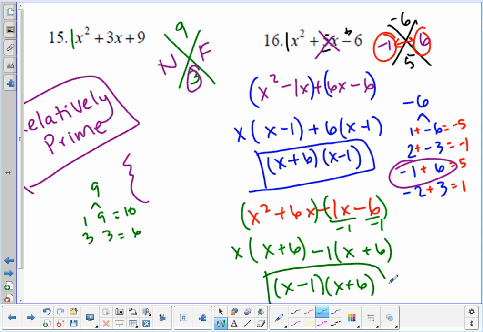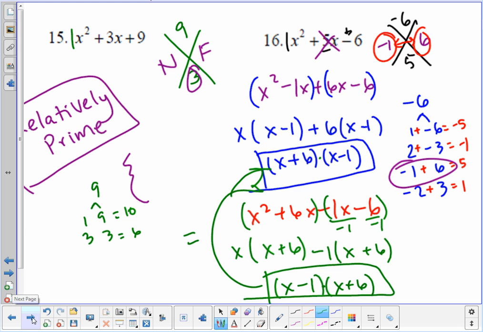This factored form is the same as this factored form. Even though I wrote my x minus 1 in front, and here I wrote it behind, x minus 6, they switch places, we know that multiplication is commutative. I can switch the order of things that I multiply by. So this is really the same answer as that one down there.